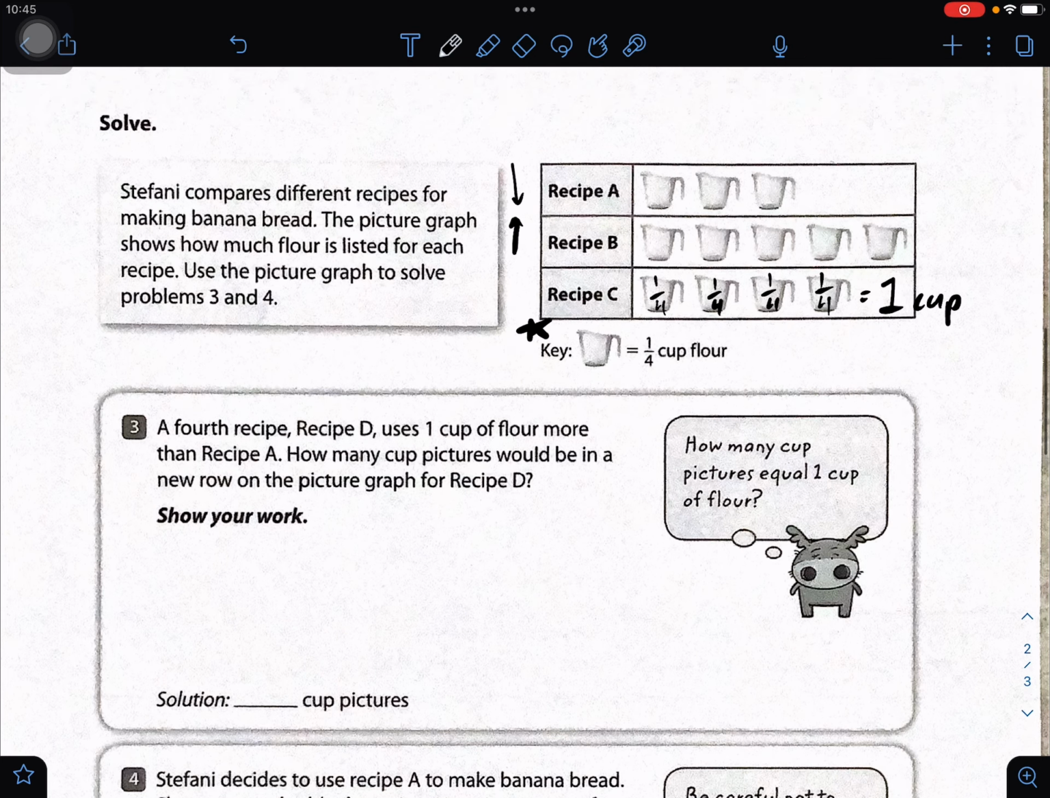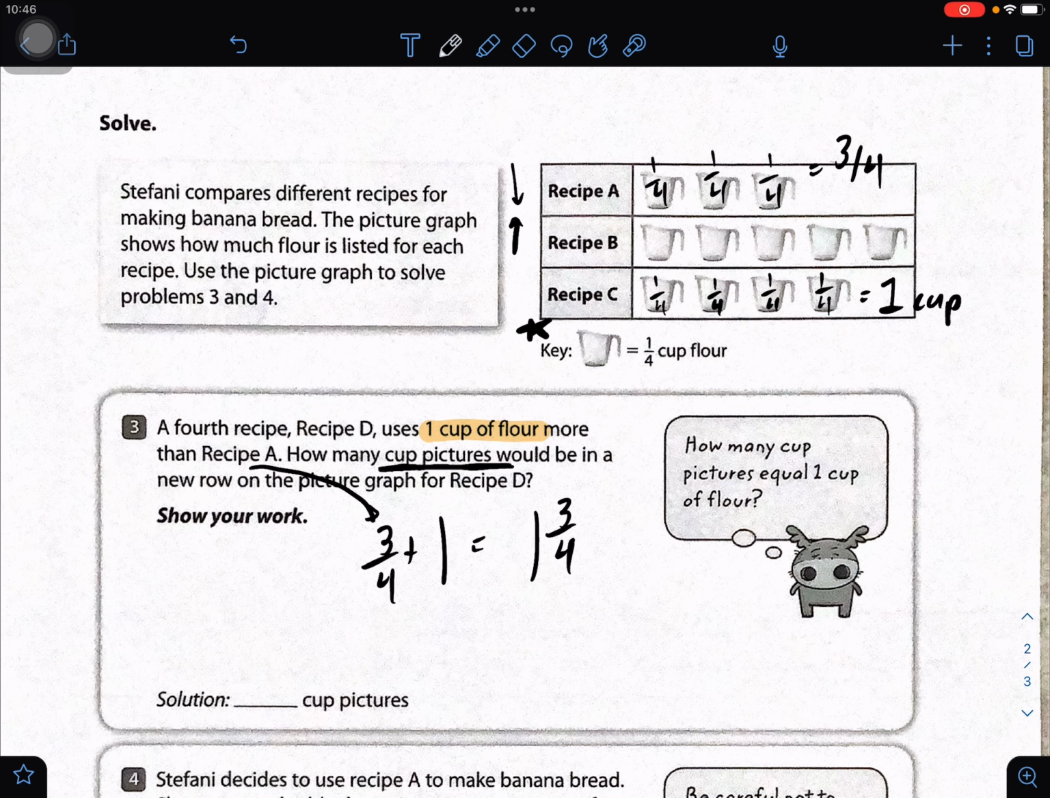So let's take a look. A 4th recipe, recipe D, uses 1 cup of flour more than recipe A. Ooh, 1 cup of flour more. How many cup pictures would be in a new row for recipe D? That's important. So I see that A has 1/4, 2/4, and 3/4 of a cup, and it's saying recipe D uses 3/4, that's A right here, it uses 1 whole cup more, which I know equals 1 3/4.